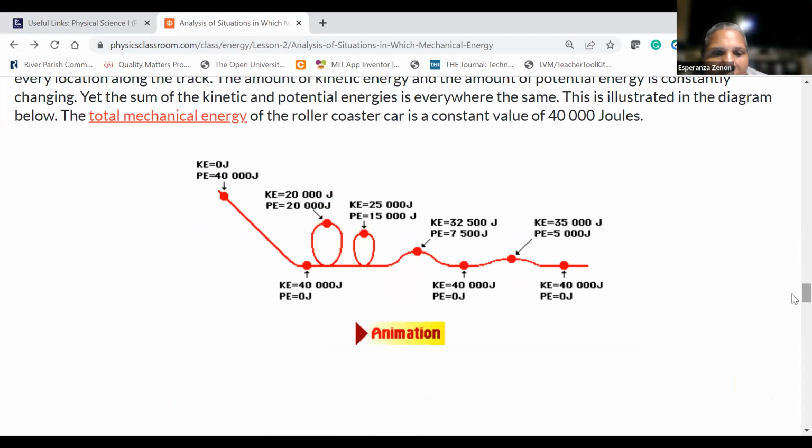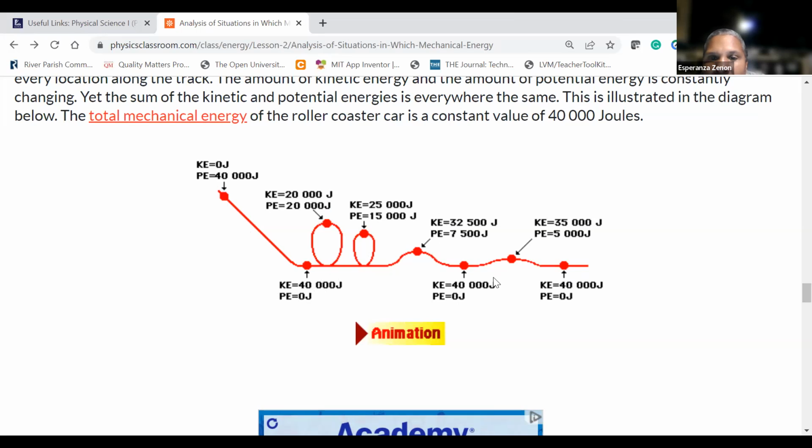The idea is that at any point along the motion, the total amount of energy is what we start with, which is 40,000 joules. The total at the start, which is here, is 40,000 joules. What about when we get to the bottom? Well, you see, we were all potential, but now we're all kinetic. But the total is still 40,000 joules. What about at the top of this first loop? Well, we split between the two, but the total is still 40,000 joules. What about here, this smaller loop? 2515, but still 40,000 joules, right?